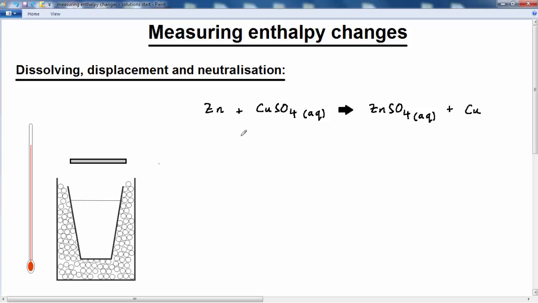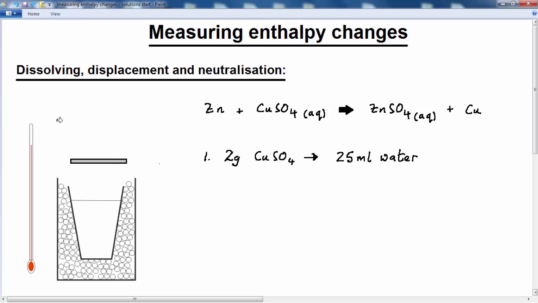So first of all, we're going to form a solution of copper sulfate, and to do that I'm going to add 2 grams of copper sulfate crystals to 25 milliliters of water in a polystyrene cup, and then the polystyrene cup is going to be placed inside a glass jar which is filled with some insulating material such as little polystyrene beads or cotton wool. I've also got a lid ready which I'm going to put over the polystyrene cup when I start the experiment, and the thermometer is going to fit through that lid.